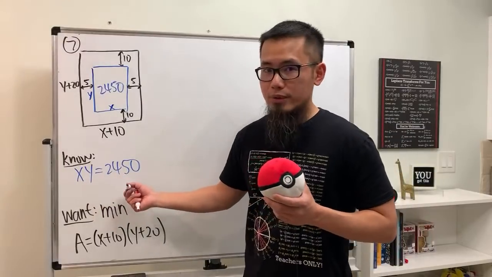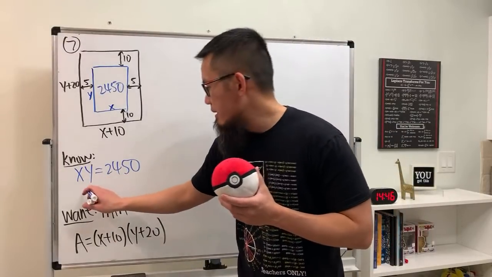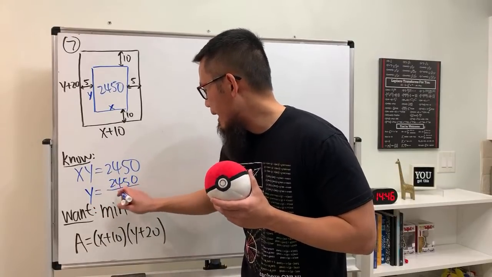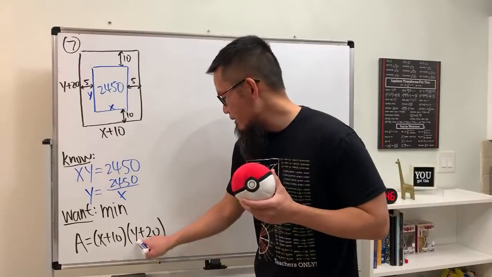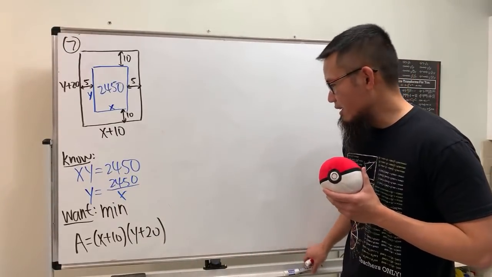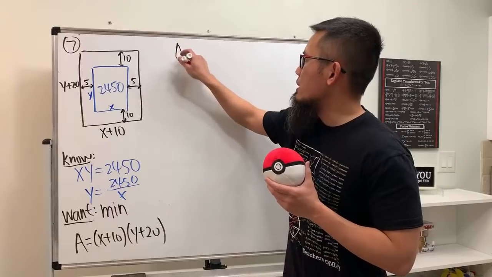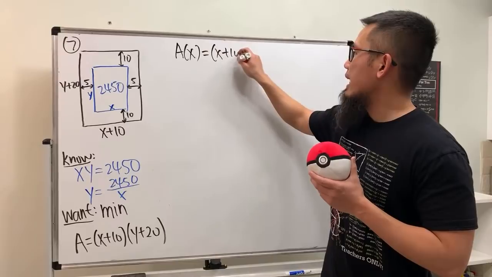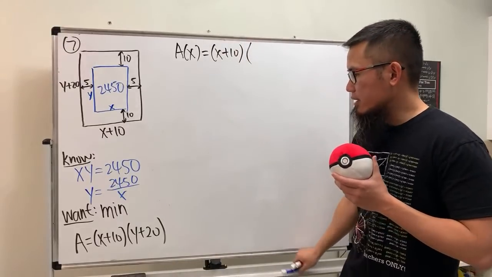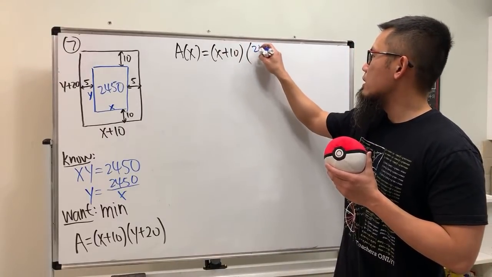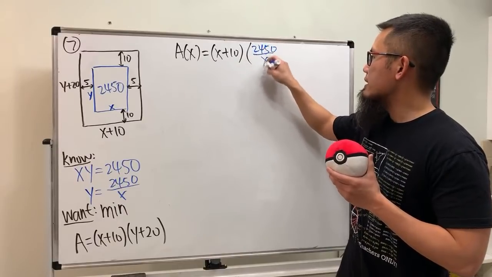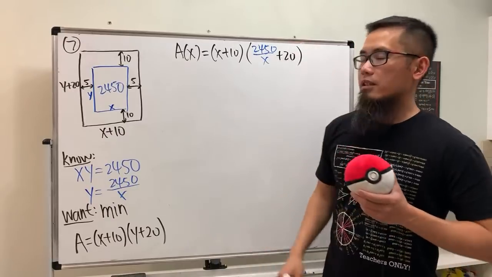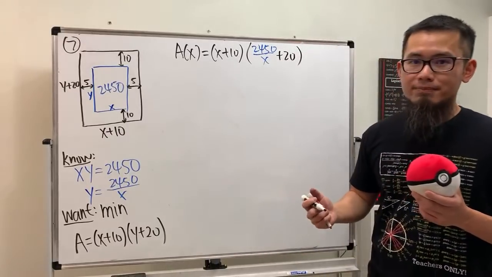x times y is equal to that, so let's solve for y, meaning y equals 2450 divided by x, and then we can put that down in here. So ladies and gentlemen, the area equation is going to be A of x, and that's equal to x plus 10 times the y, which is 2450 over x, and then plus 20. So that's the equation that we have to work with, right?